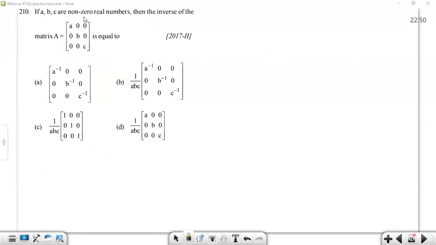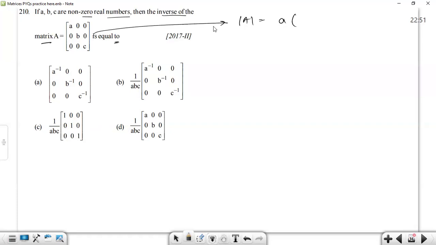If a, b, c are non-zero real numbers, then the inverse of the matrix A is equal to what? Now we know that the inverse of any diagonal matrix is a diagonal matrix only. So all the given matrices in the options are diagonal. Okay, let's find out its determinant. Its determinant is simply abc, but still let's find it out.